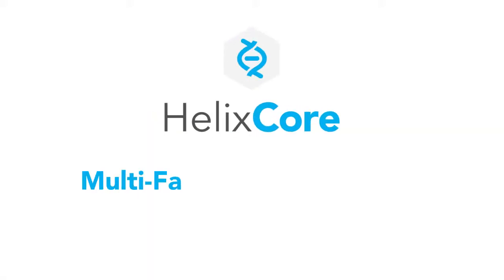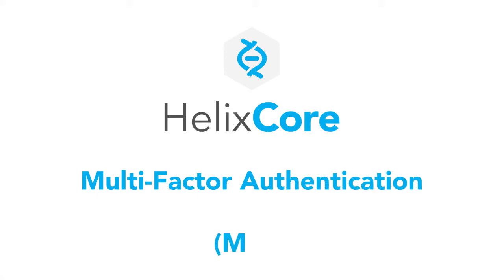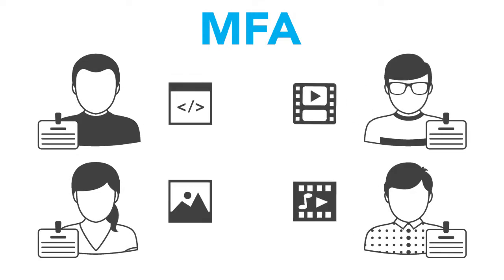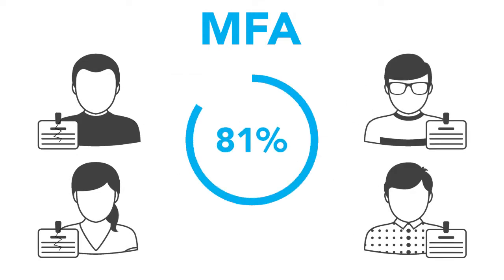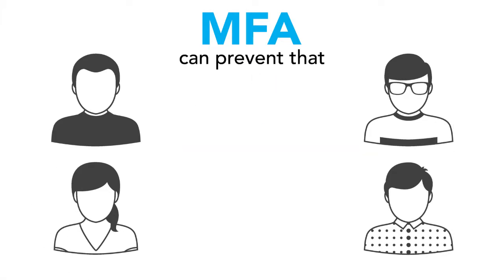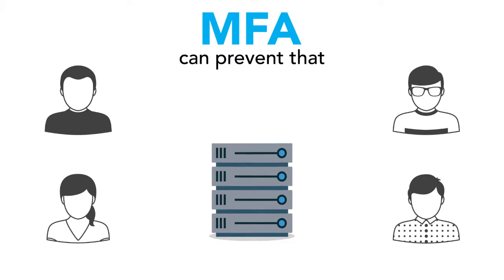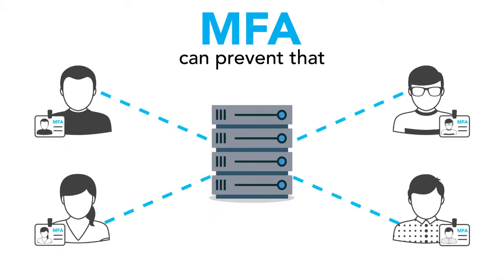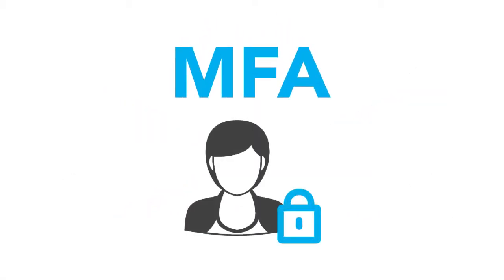In this video, we'll introduce Helix core support for multi-factor authentication, also known as MFA. MFA is the easiest and most popular way to secure enterprise users and their data. 81% of all data breaches involve weak or stolen credentials, and MFA can prevent that. Once implemented, MFA ensures that users who are accessing the system are who they say they are. It provides more assurance than a simple password. With MFA, users get access only after providing additional factors.